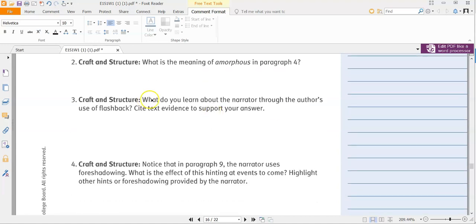For number 3, what did you learn about the narrator through the author's use of flashbacks? Cite text evidence to support your answer. So it wants you to know what you found out about the narrator by going back and looking at what happened when she was a child. What does that tell you about the narrator now?